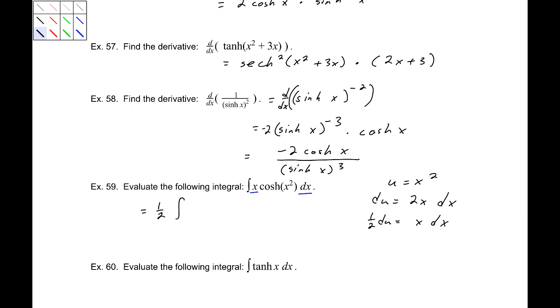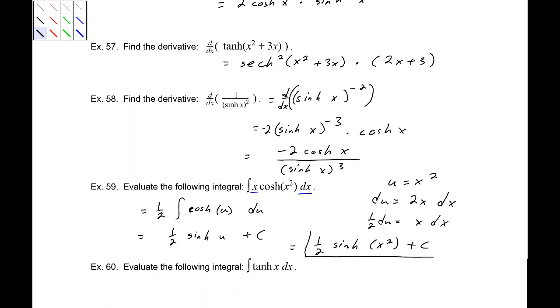Integral of cosh u du. Well, the integral of cosh is going to be sinh of u, and we'll have our 1/2. And of course, we want to write this as 1/2 hyperbolic sine of x squared plus c. This is an indefinite integral, so we need to make sure we have plus c.